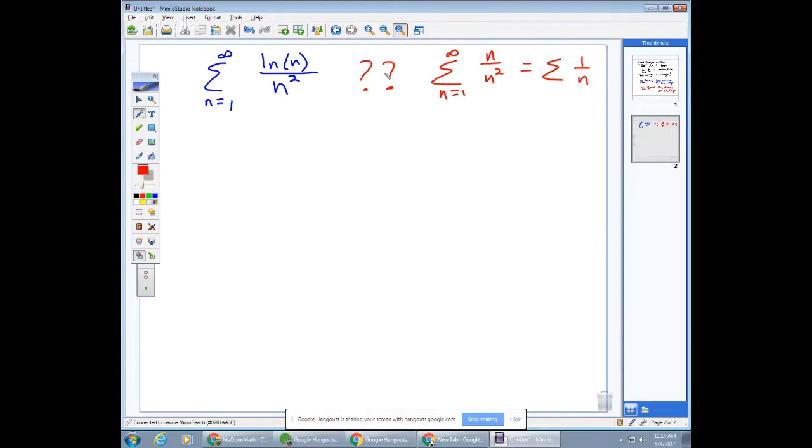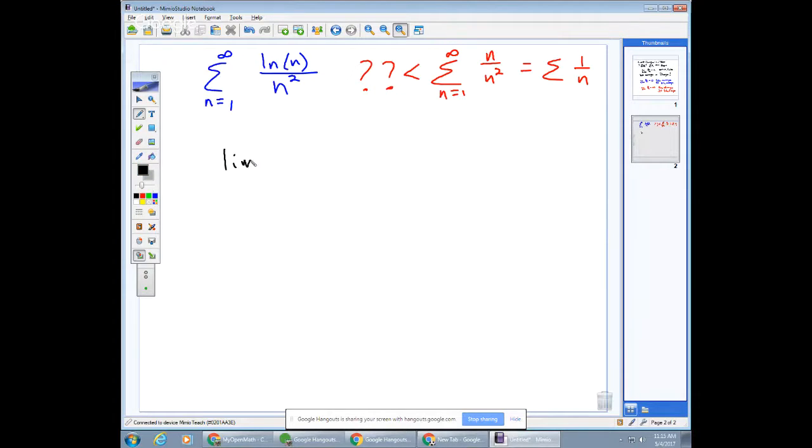So I'm going to try this right here and see if it goes anywhere. Now, a direct comparison isn't going to be useful here because n is bigger than the natural log, so I have my inequality going in the wrong direction to show divergence. I have a divergent series above the unknown series. No help there. Okay, so I'm going to try the limit comparison.